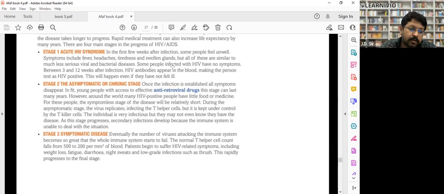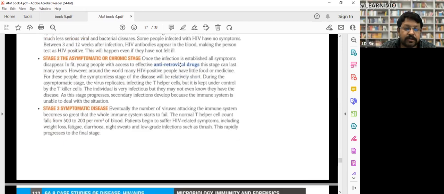The symptomatic or chronic stage. Once the infection is established, all the symptoms disappear, right? In fit young people with access to effective antiretroviral drugs, this stage can last many years. However, around the world, many HIV positive people have little food or medicine. For these people, the symptom stage, the disease, will be relatively short.